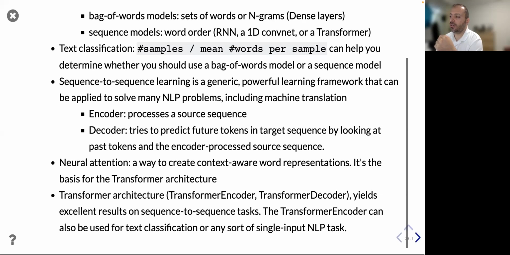And of course, the source sequence. Neural attention is the mechanism that we saw, a way to create a context-aware word representation, and it's the basis for the transformer architecture. And the actual transformer architecture, which includes the encoder and the decoder, yields excellent results actually in the sequence-to-sequence tasks. And the transformer encoder can also be used by itself if we have some task like the text classification or any sort of single input natural language processing task.